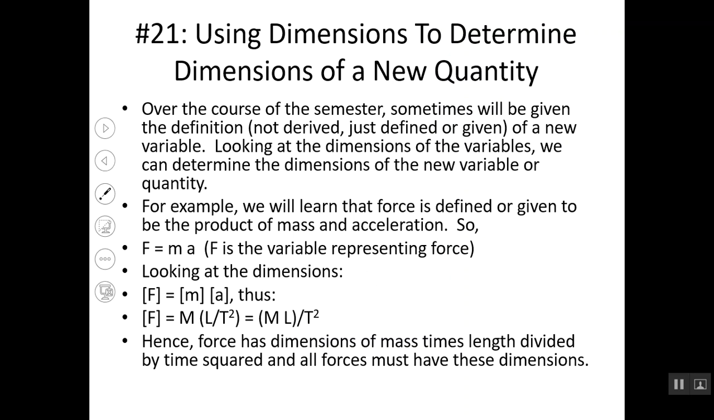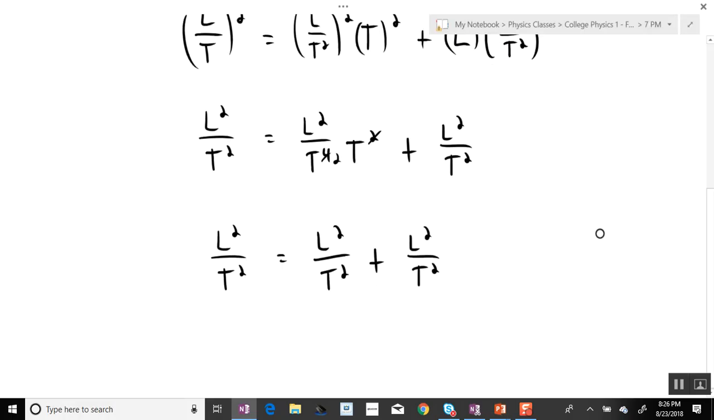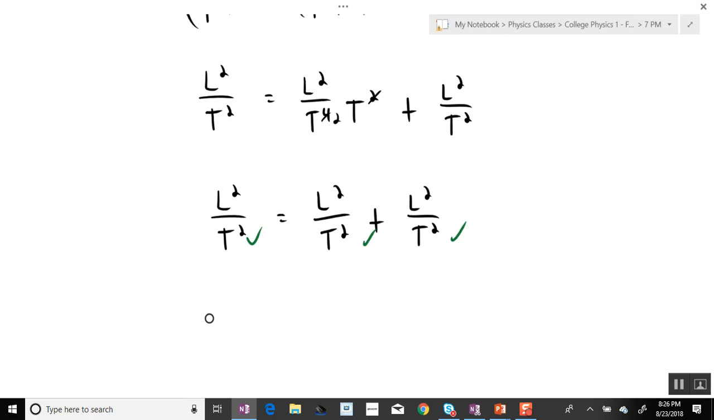I don't know why that happens in this classroom all the time. All right, so they're all the same unit. So is this dimensionally consistent? All the same dimensions. Yes, right?